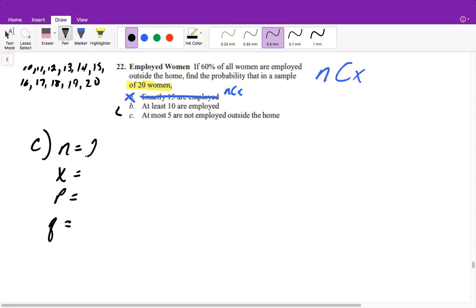Our N is still 20, it's still the total amount. Here it says at most 5 are not employed. So at most means 0, 1, 2, 3, 4, and 5. So that's what we're going to be looking for our X.